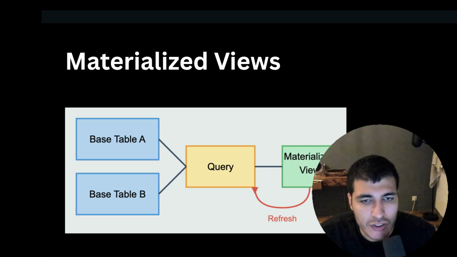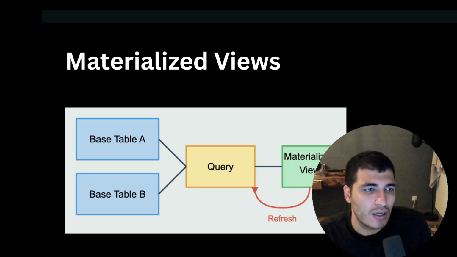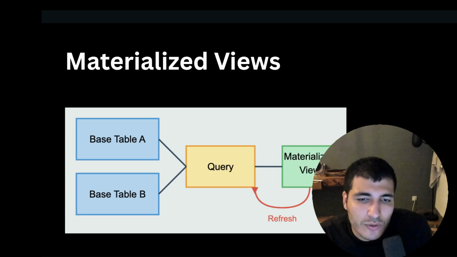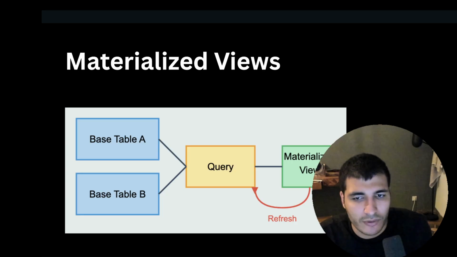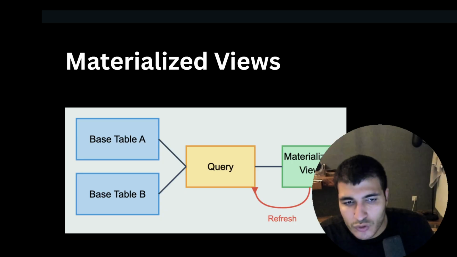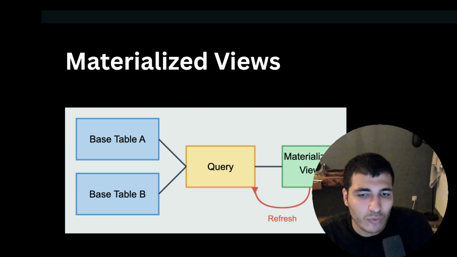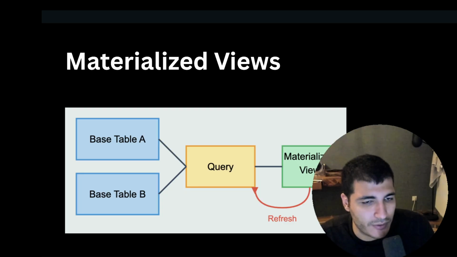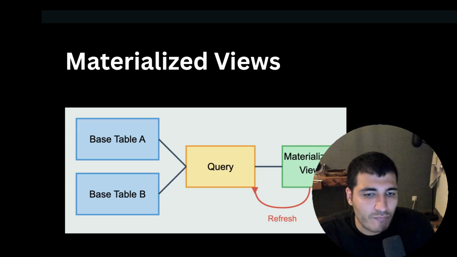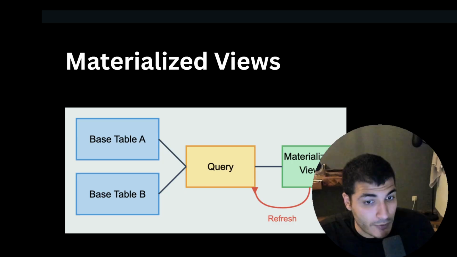A materialized view is essentially a pre-computed and stored result of a query, unlike regular views, which execute the underlying query every time they are accessed. Materialized views store the result physically in the database, just like a regular table. This can significantly improve performance of frequently executed complex queries, especially those involving aggregation or joins.